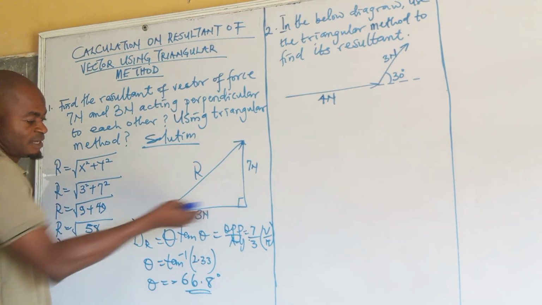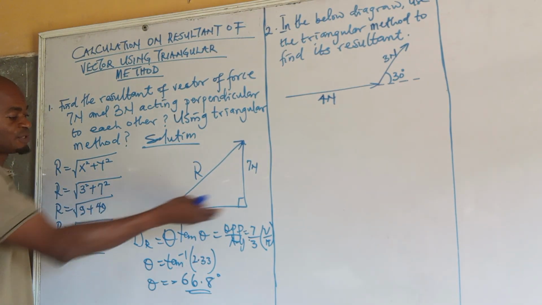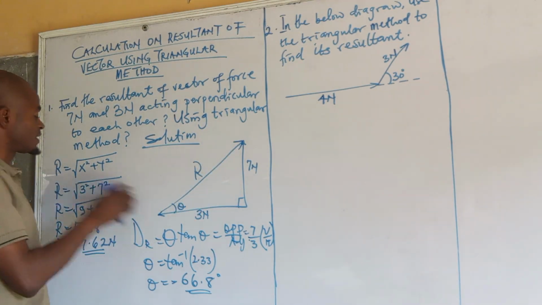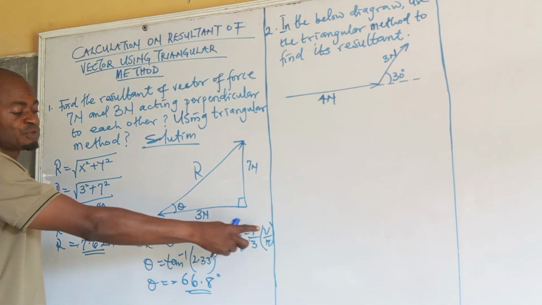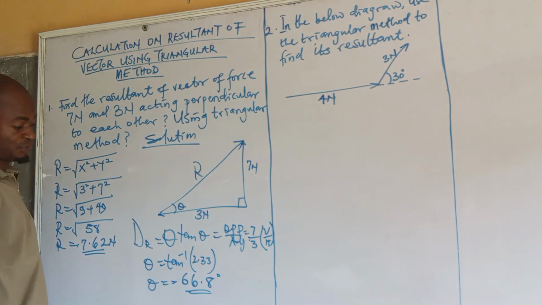This is your vertical, this is your horizontal. The horizontal represents x, while the vertical represents y. Anywhere you want to find your direction, it is going to be vertical over horizontal.